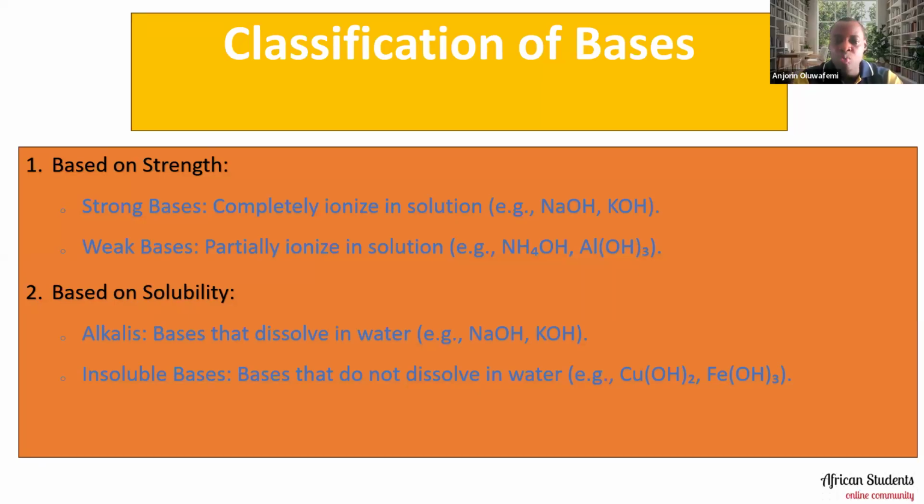Now, based on solubility, we can also classify bases into alkalis and insoluble bases. Alkalis are bases that dissolve in water, so we can classify them as the soluble bases. Examples of such are sodium hydroxide and potassium hydroxide. We can also have insoluble bases. These are bases that naturally do not dissolve in water. Examples include copper hydroxide and iron hydroxide. So we have those classifications based on solubility.